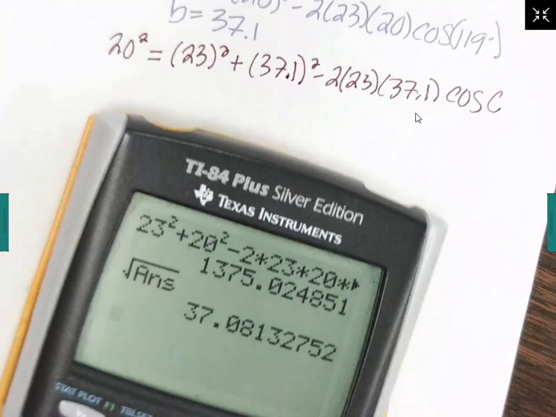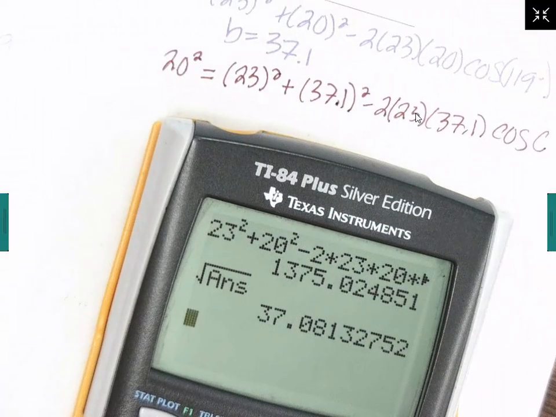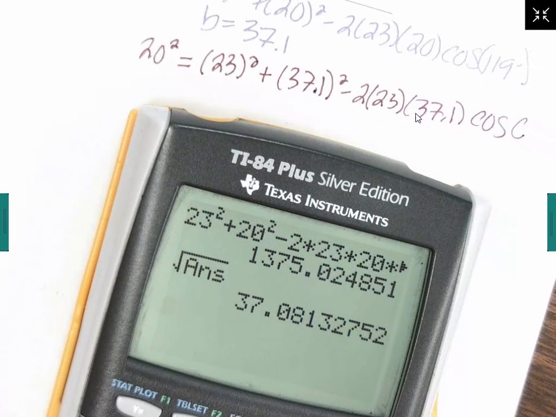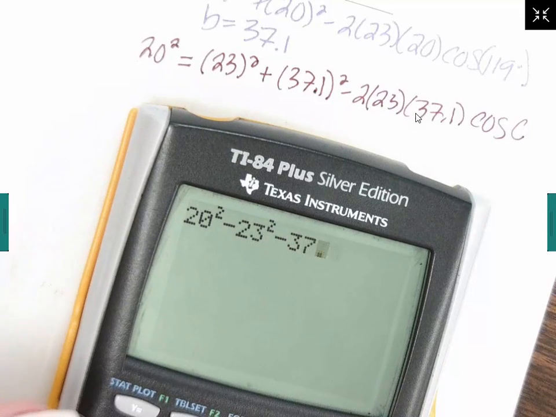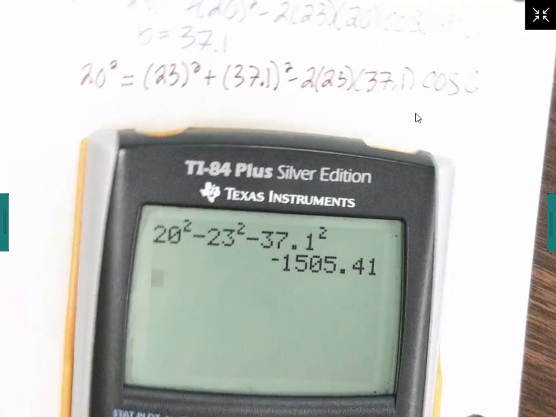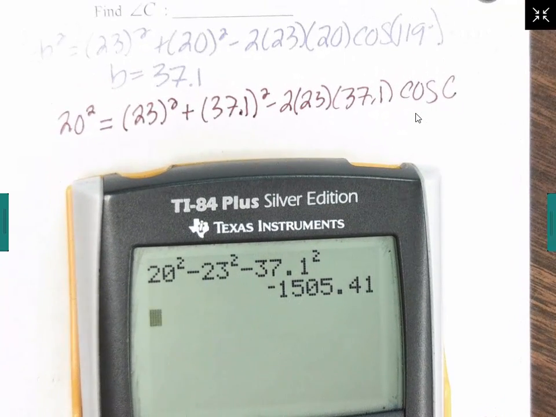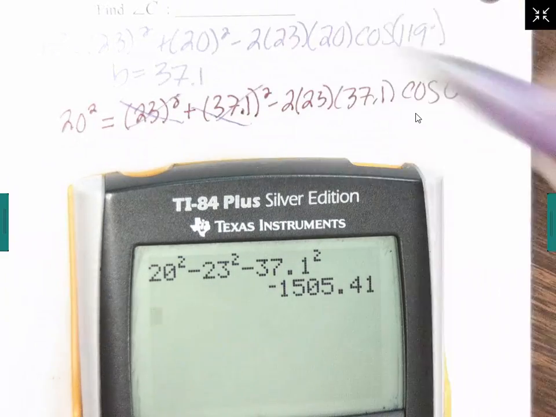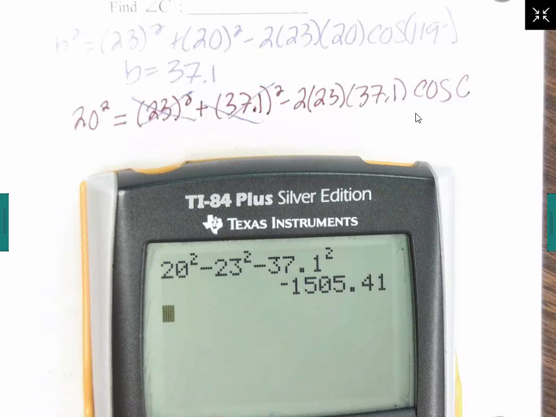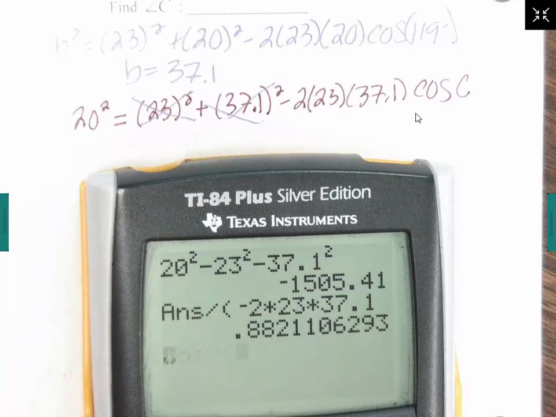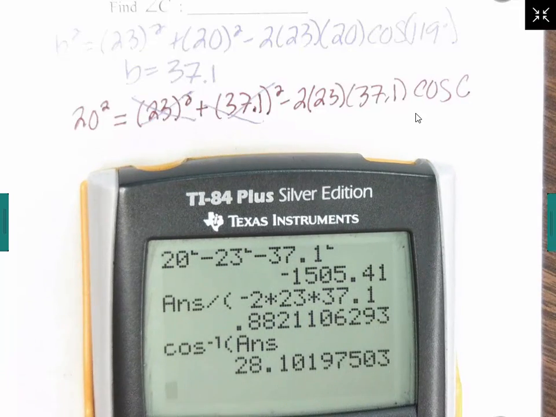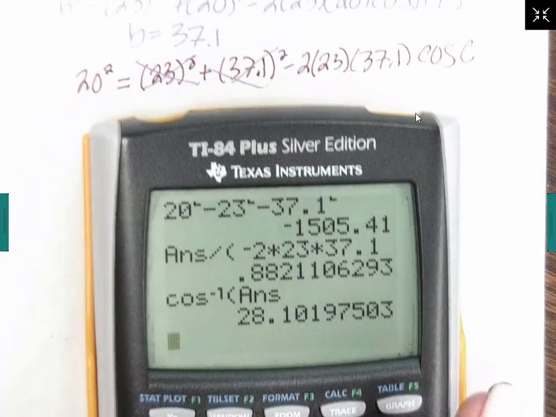All right, is that what you guys got? Now let me know when y'all are ready to put this in your calculator. Ready? Okay. So remember, we can just say 20 squared minus 23 squared minus 37.1 squared. So we got rid of this guy, we got rid of this guy. And now we just want to divide by what? Good, and this is what we got. And then we just want to find the cosine inverse of that. Did everybody get 28.1 as angle C? Yes?